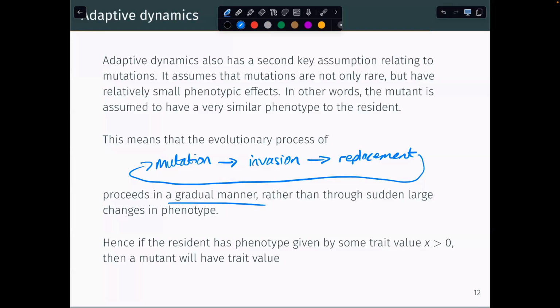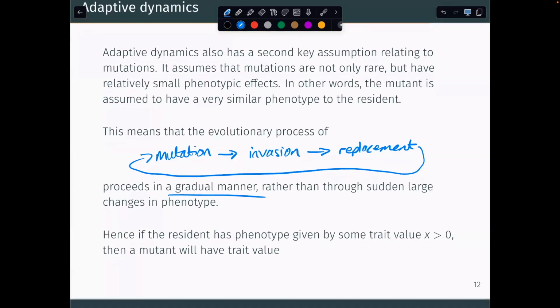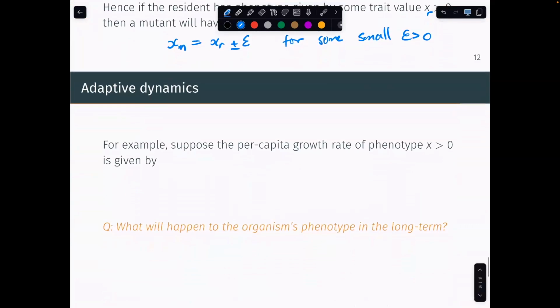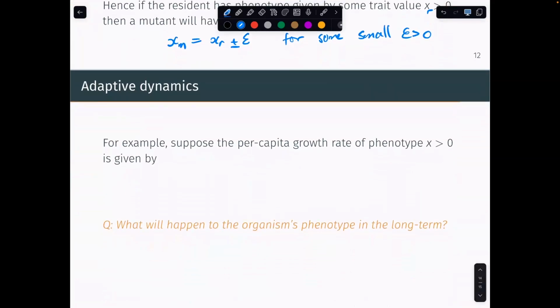So in other words, if our resident has phenotype given by some trait value XR, which I'm going to say is positive here, then XM is just going to equal XR plus or minus epsilon for some small epsilon. Okay. This is the basic setup of adaptive dynamics, and we'll go into this more next lecture and over the coming weeks.